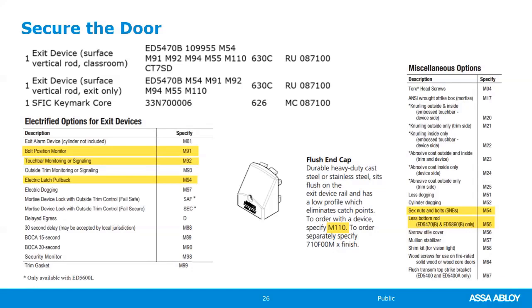There's a question: so opening the device manually does not trigger the bolt position monitor? No, it doesn't, and it doesn't trigger the power operator. Opening the door manually from the inside or using the key from the outside is completely fine.